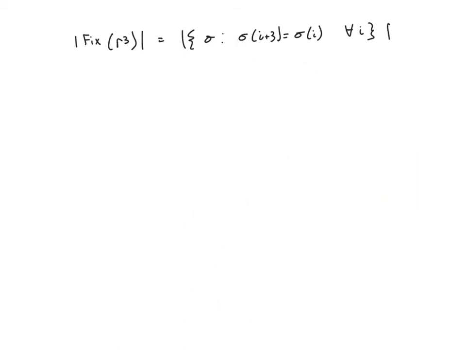Well, there's only one rotation left, the 180-degree rotation, or r cubed in this case. The fixed points there are those necklaces where sigma of I plus 3 equals sigma of I. So that means sigma of 0 equals sigma of 3, sigma of 1 equals sigma of 4, and sigma of 2 equals sigma of 5.